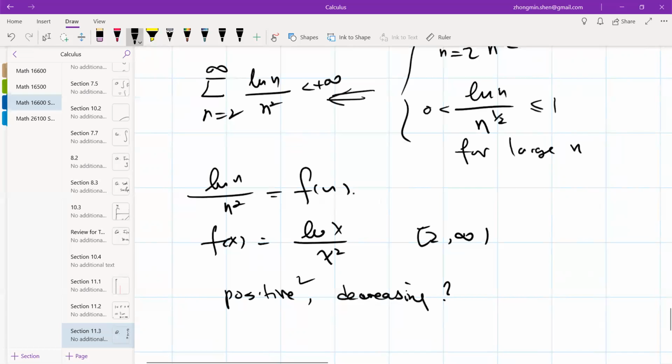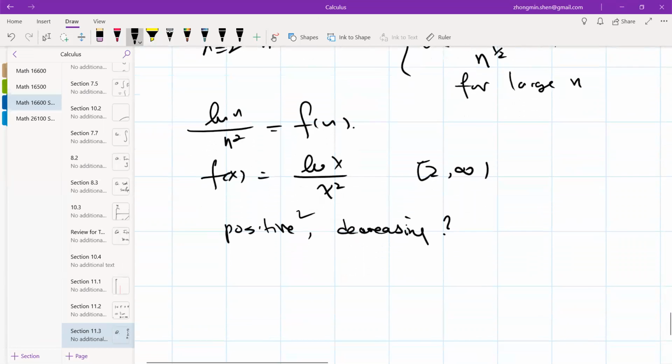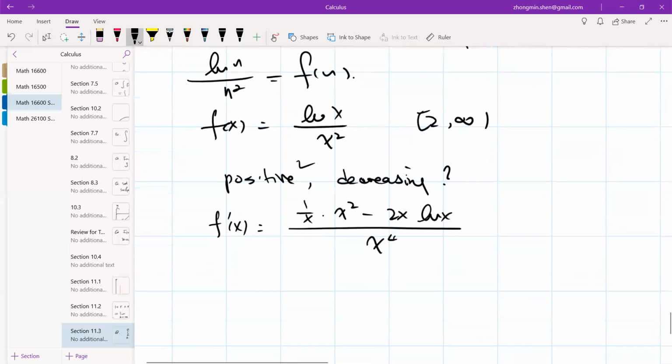Right. To prove a function is decreasing, the most efficient way in calculus is to show the derivative is negative. Showing something is negative is easier than showing something is decreasing. So you find the derivative. The denominator is x to the fourth power. The derivative of natural log of x is 1 over x, minus the derivative of the denominator. Okay? So you simplify it.